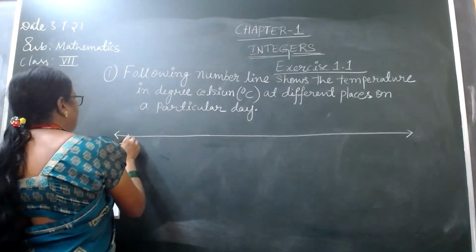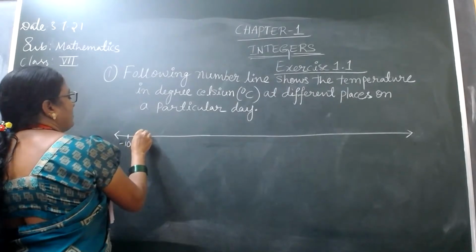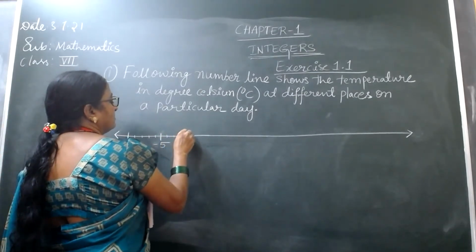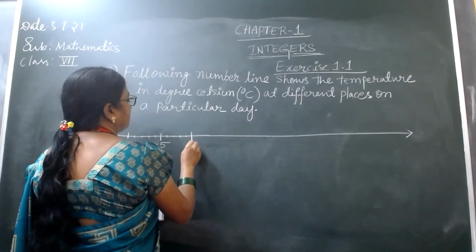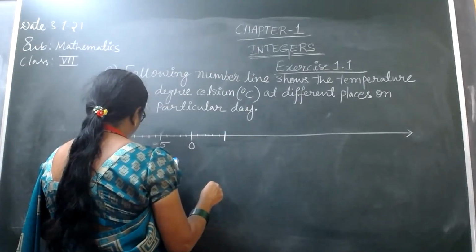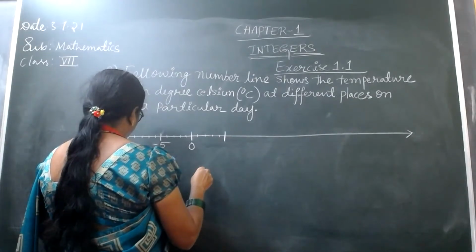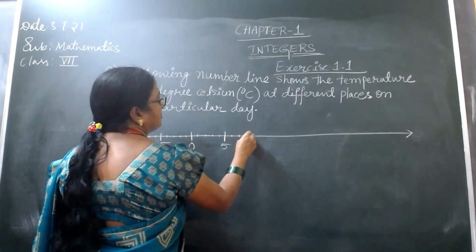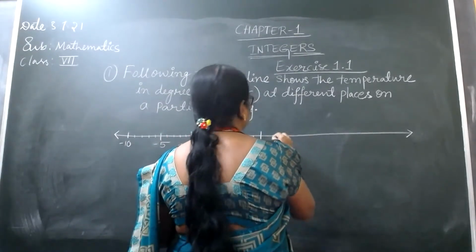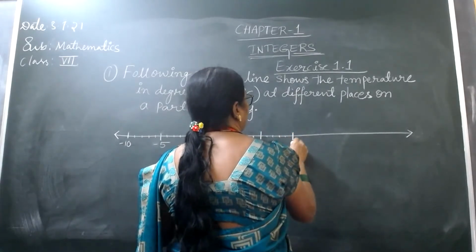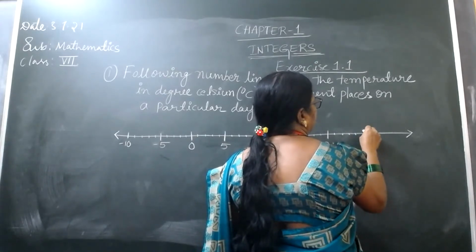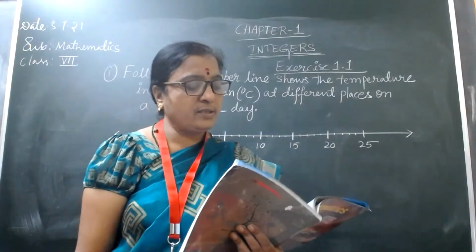So -10, use 4 small divisions, -5, 0, 5, 10, 15, 20, 25. The highest is 25 degrees there.